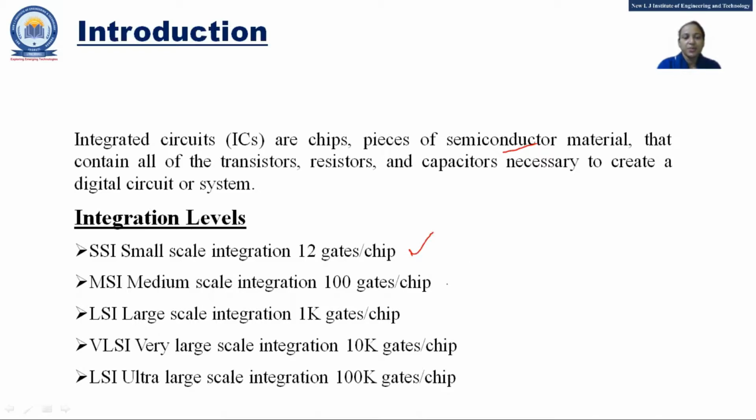Now, the various integration levels used are: first is small scale integration, in which 12 gates per chip are required. Next is medium scale integration, where 100 gates per chip are available. The next is large scale integration, in which 1000 gates per chip are required. Next is very large scale integration, where 100k gates per chip are there, and the next is ultra large scale integration, in which 100k gates per chip are there.